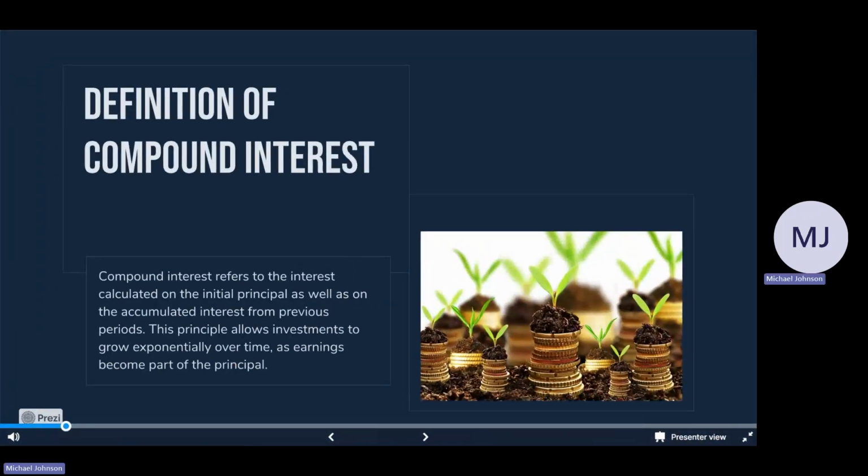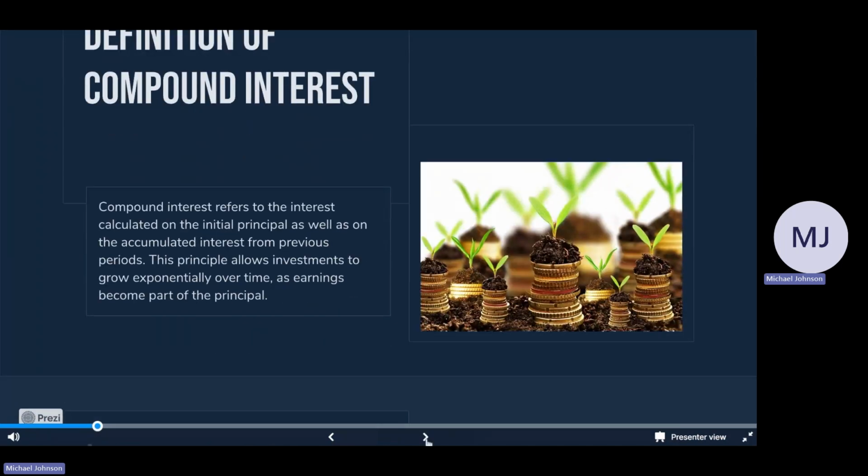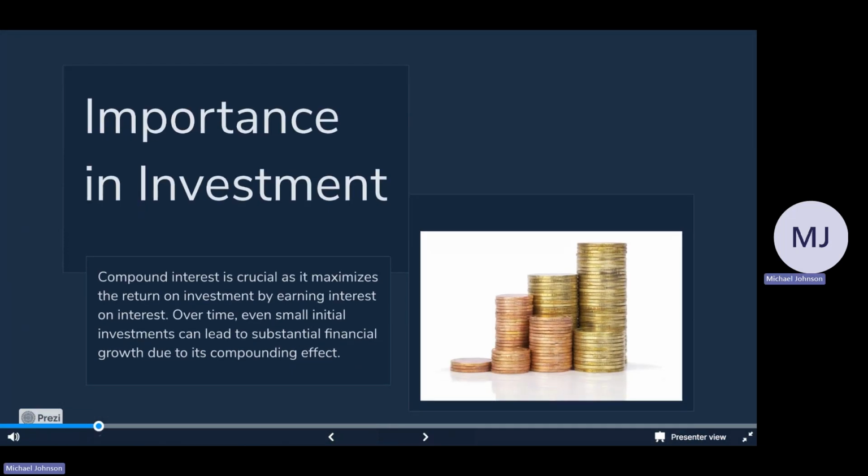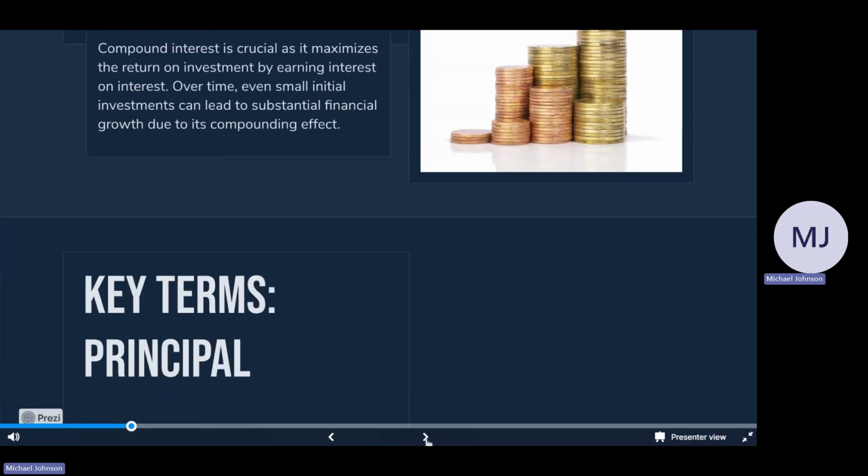Compound interest refers to the interest calculated on the initial principal, as well as on the accumulated interest from previous periods. This principle allows investments to grow exponentially over time as earnings become part of the principal. Compound interest is crucial as it maximizes the return on investment by earning interest on interest. Over time, even small initial investments can lead to substantial financial growth due to its compounding effect.